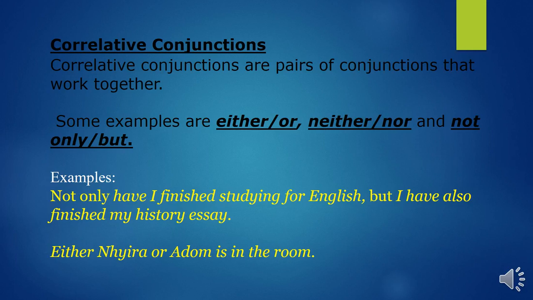Alright. Now in less than 2 minutes, I would like you to form 5 sentences using the correlative conjunctions. You can do this in your jotters.